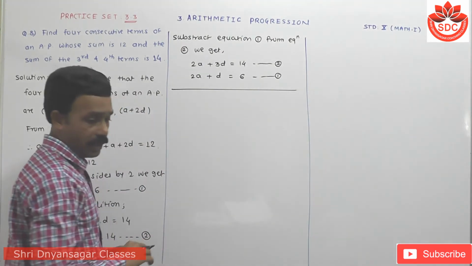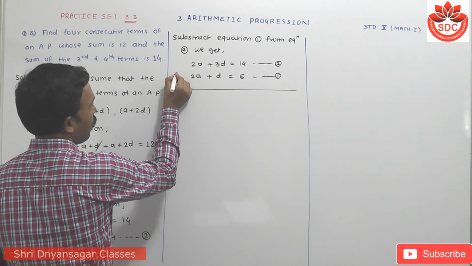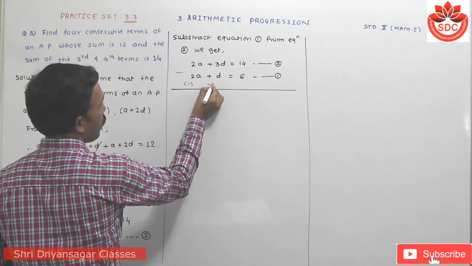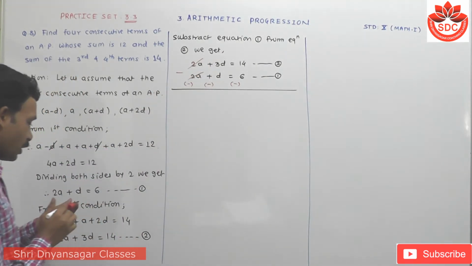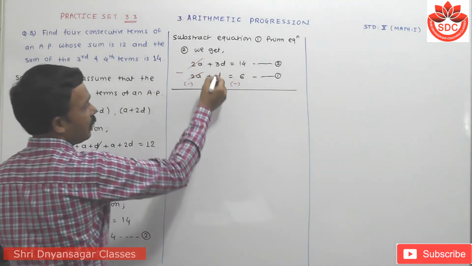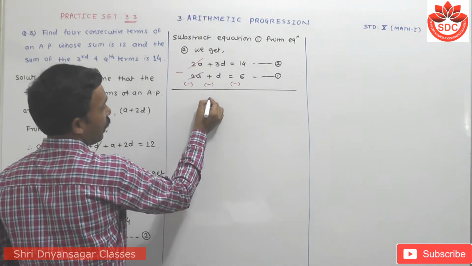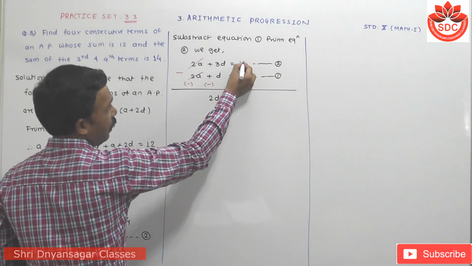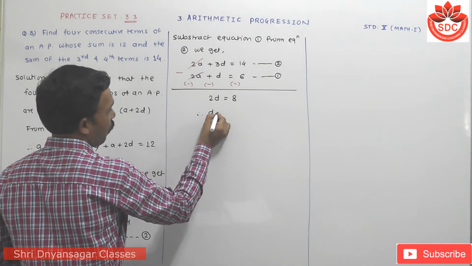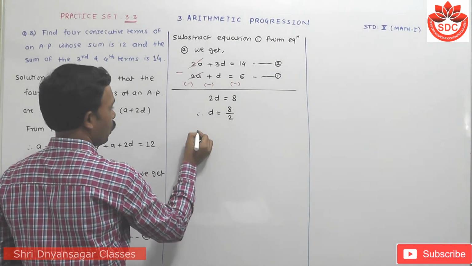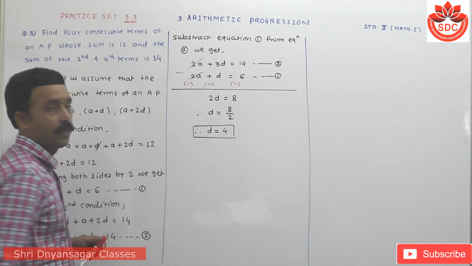Student, when we subtract, the signs of equation second's terms change. When we subtract, this sign is minus, this is also minus and this is also minus. So 2A and 2A cancel. Then the subtraction of 3D minus D gives 2D. Then the right side becomes 8. Therefore 2 goes to the denominator, 8 upon 2. Therefore the value of D is 4.